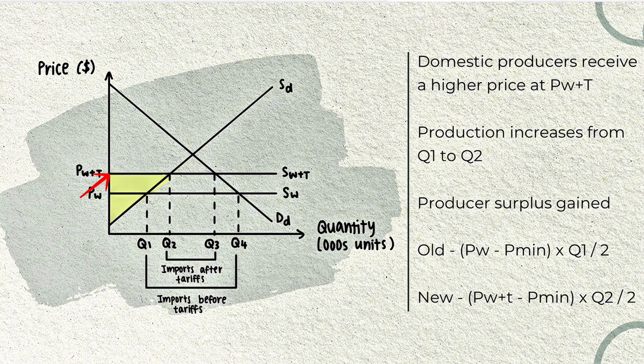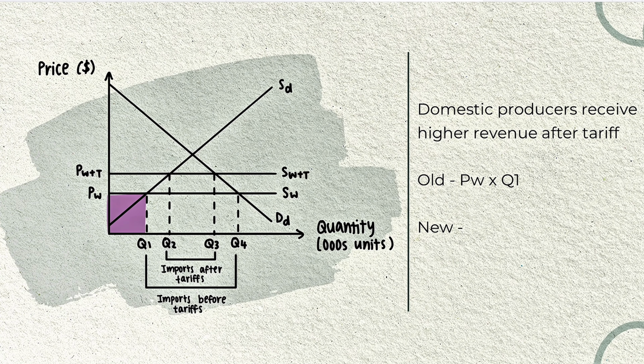So the new producer surplus is PW plus T minus P-min multiplied by Q2 divided by 2. And the dark yellow here represents the additional producer surplus due to the tariff. The domestic producers will receive a higher revenue, as the old revenue will be PW multiplied by Q1, and the new revenue will be PW plus T multiplied by Q2.